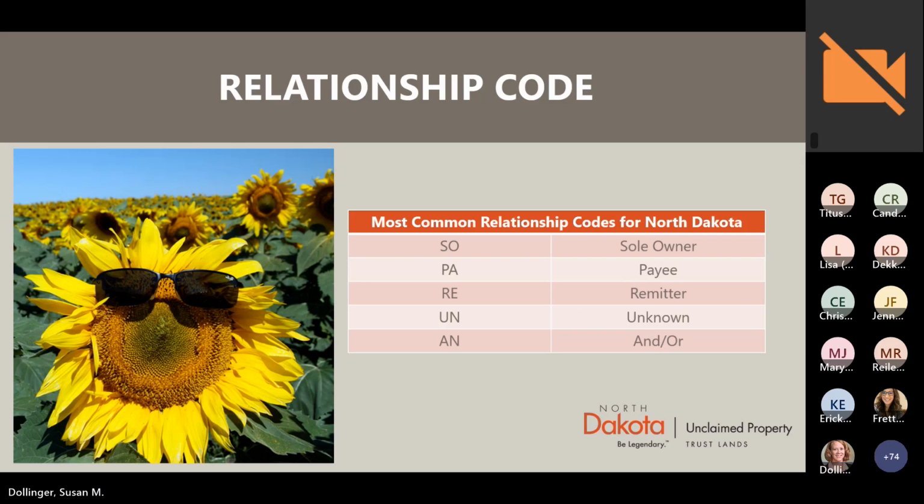And that becomes very important when we are paying claims. So if John sees his name on the website and he makes a claim, we're not going to pay that unless we also have a claim from Mary. So that's where the relationship codes get important, when we are trying to pay claims.